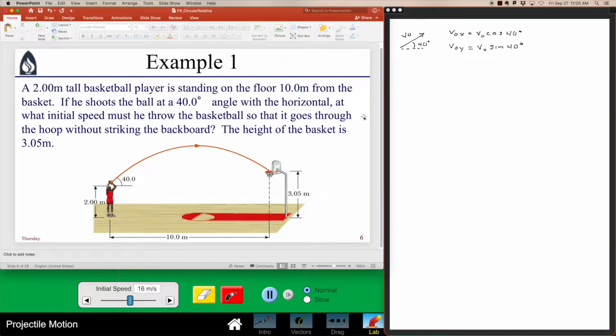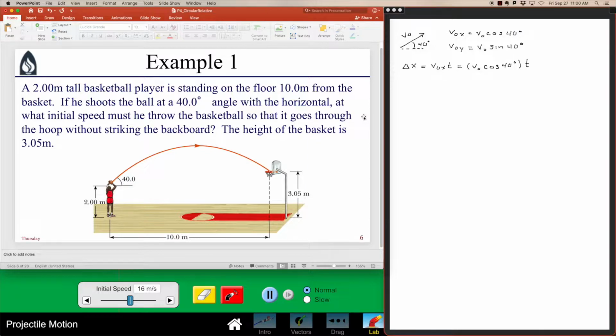That's the best I can do because I don't know what V0 is, so I'll just keep it as a symbol for now. Then I can write down my equations of motion in the x and in the y direction. In the x direction, the velocity is constant, so I can write down that delta x is equal to the initial velocity in the x direction times time, and I can plug in what I have for my initial velocity in the x direction. That is V0, the total initial velocity, times cosine of 40 degrees times time. So what about in the y direction?